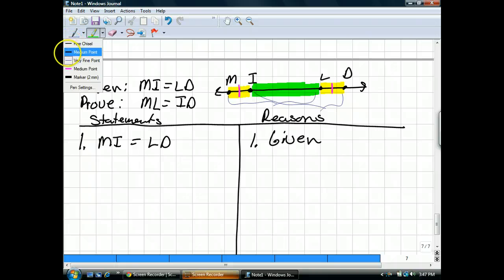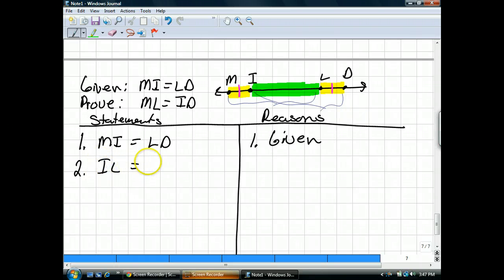So I can use the properties of algebra, or the properties that we just learned, and I can say, well, length of IL equals length of IL by the reflexive property. So the reason I can write that is reflexive.